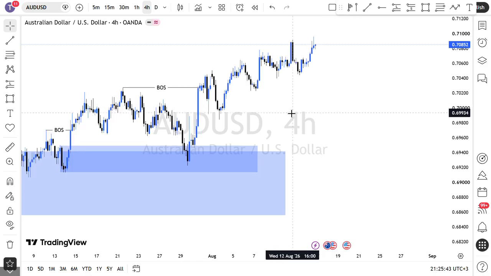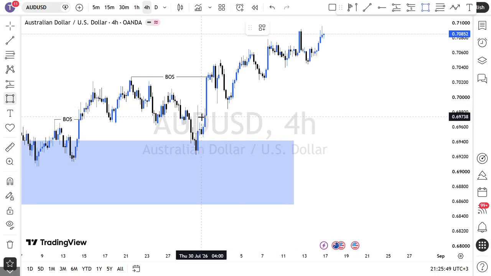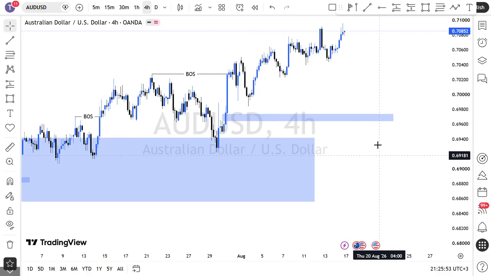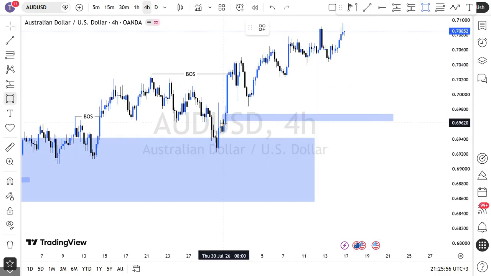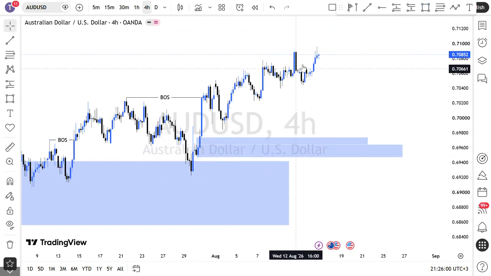Then after that break of structure, we have price leaving behind some fair value gap. So we have this fair value gap here that price never came back down to mitigate. And also I have been waiting for this point of interest since price moved up.